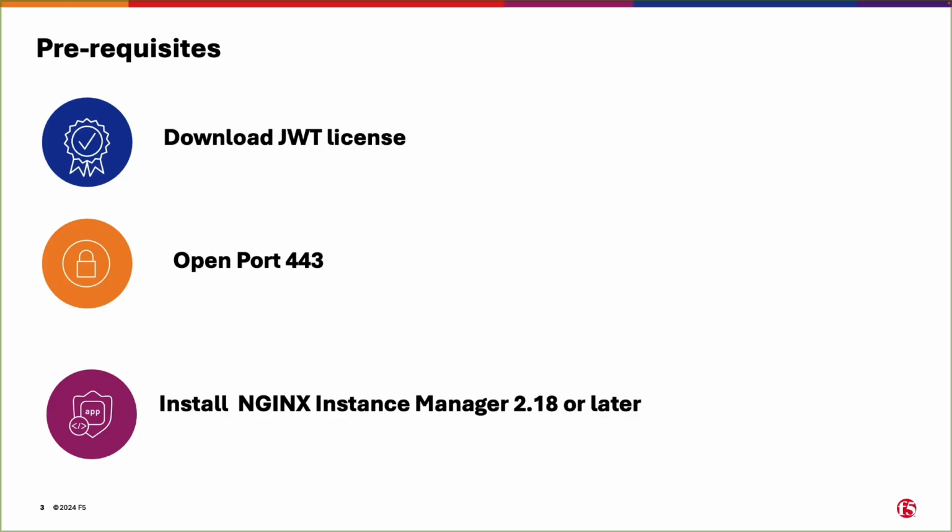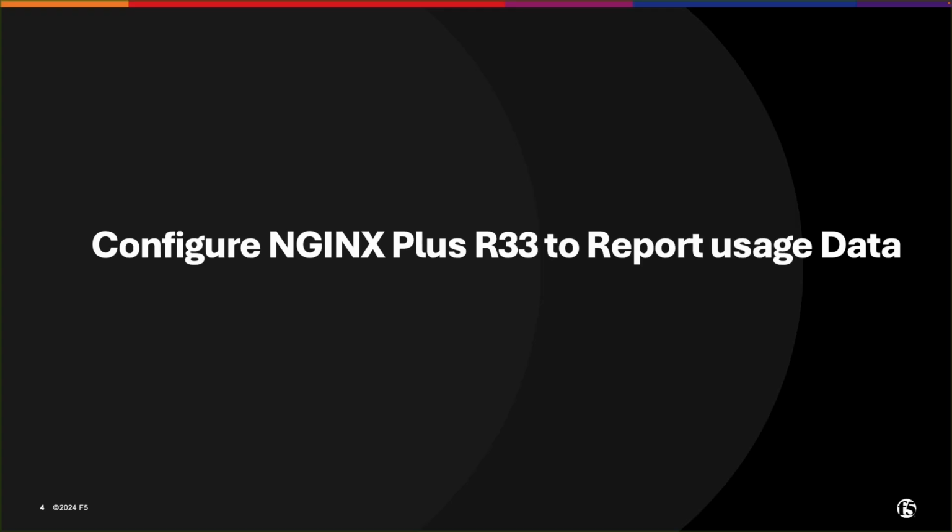To enable NGINX Plus to report usage data to NGINX Instance Manager, make sure NGINX Plus can reach the NGINX Instance Manager service on port 443. Additionally, ensure you have NGINX Instance Manager version 2.18 or later installed in your environment. Now let's first look at the steps to configure R33.